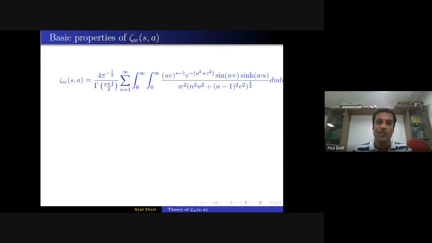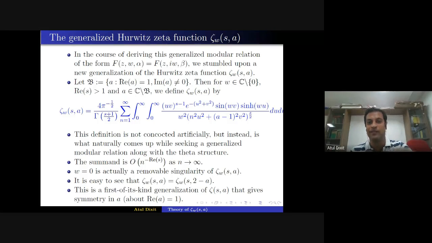Okay, before I discuss further properties of this zeta sub w of s comma a, if there are any questions, I would like to take them now, or maybe we can take them at the end of the talk as well. Either way, should I go ahead?